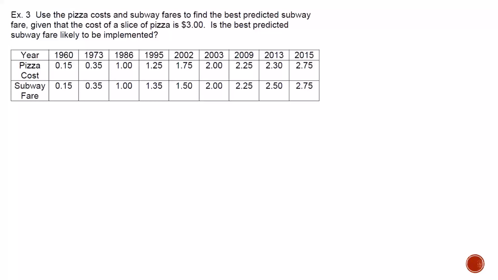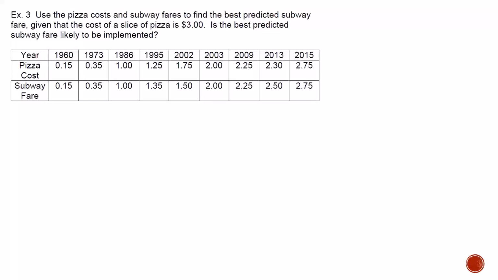So let's just say this. This is the cost of a slice of pizza. In 1960, it was apparently 15 cents, pretty cool. And then with inflation, the cost of pizza goes up, the subway fare goes up, right?